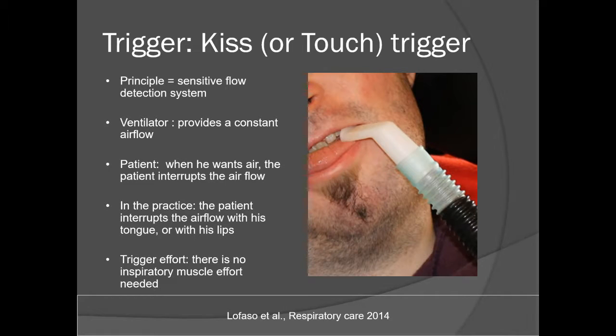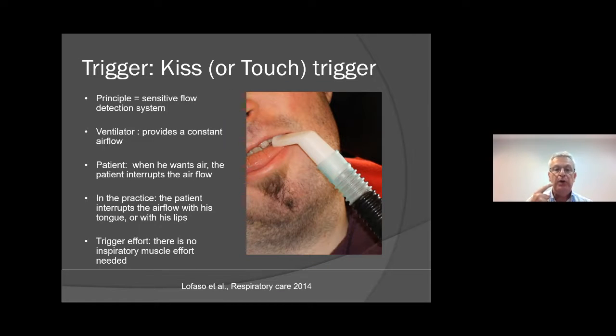So what is the ventilator doing? The ventilator is providing a constant airflow, constant, all the time. And when the patient wants air, the patient has to interrupt the airflow like this. And when he is releasing the interruption of the flow, then the ventilator will give 1 cycle of air. So in practice, the patient interrupts the airflow with his tongue or with his lips. And interestingly, the principle is that there is no trigger effort with this system, because the patient has not to ask for air, just interrupting the airflow.